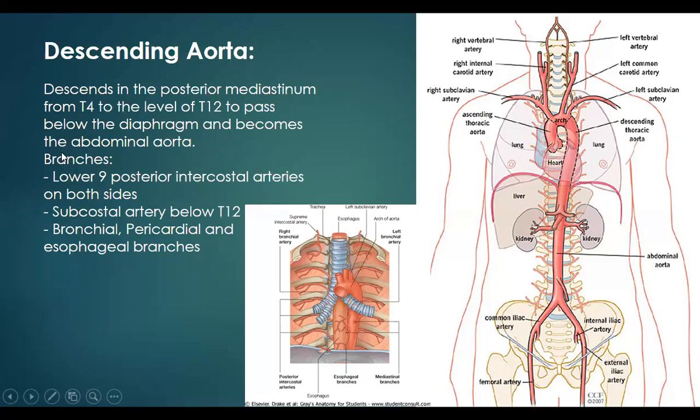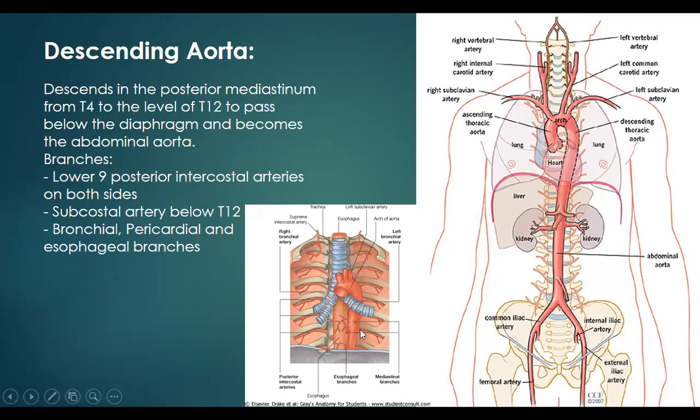So what are the branches given by this descending thoracic aorta? There are some very important branches. There are the lower 9 posterior intercostal arteries of both sides. If you see here, this is the descending thoracic aorta, and it is giving some branches here. These are called the posterior intercostal arteries. Inter means between, costa means rib. The space in between the ribs is called the intercostal space. Within that there are intercostal muscles, intercostal arteries, veins, nerves, everything.